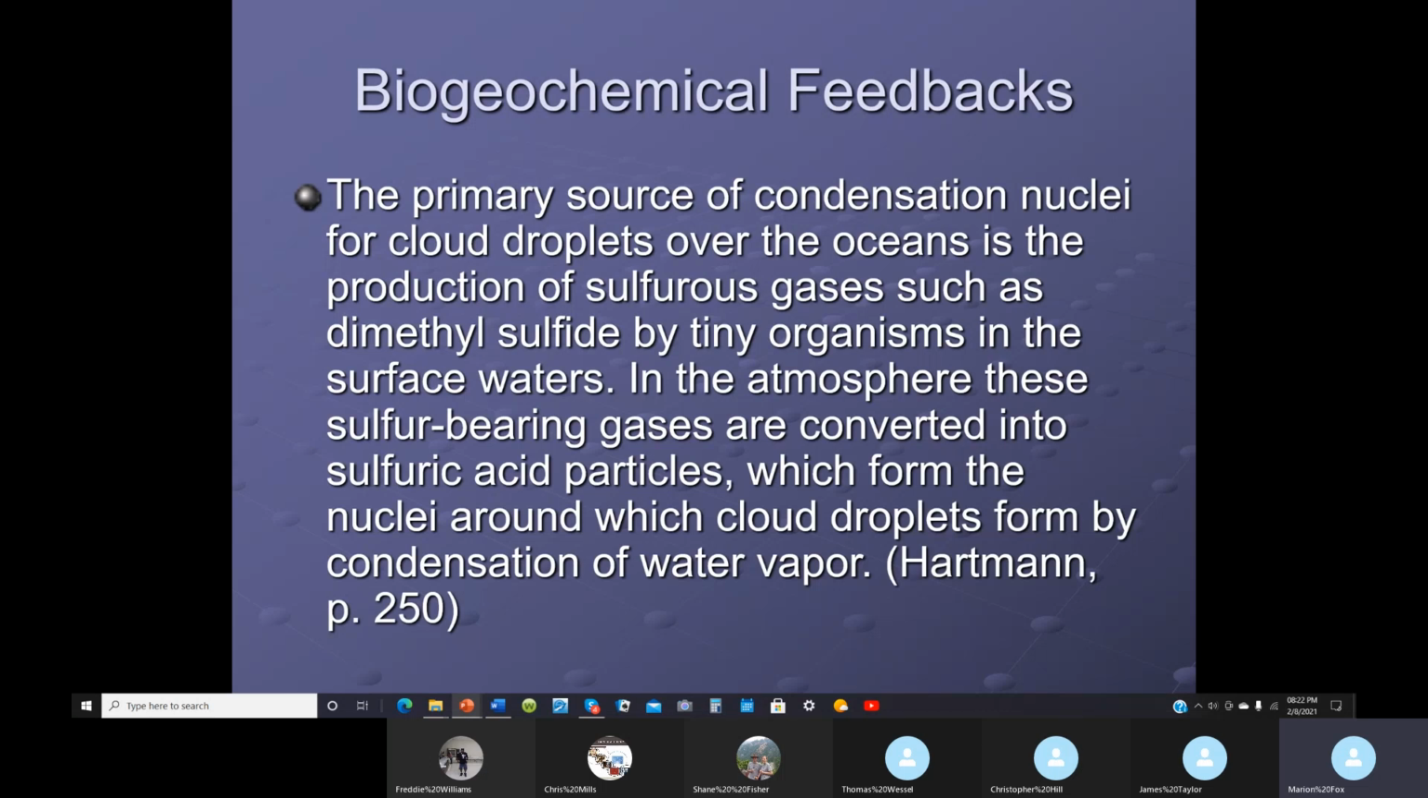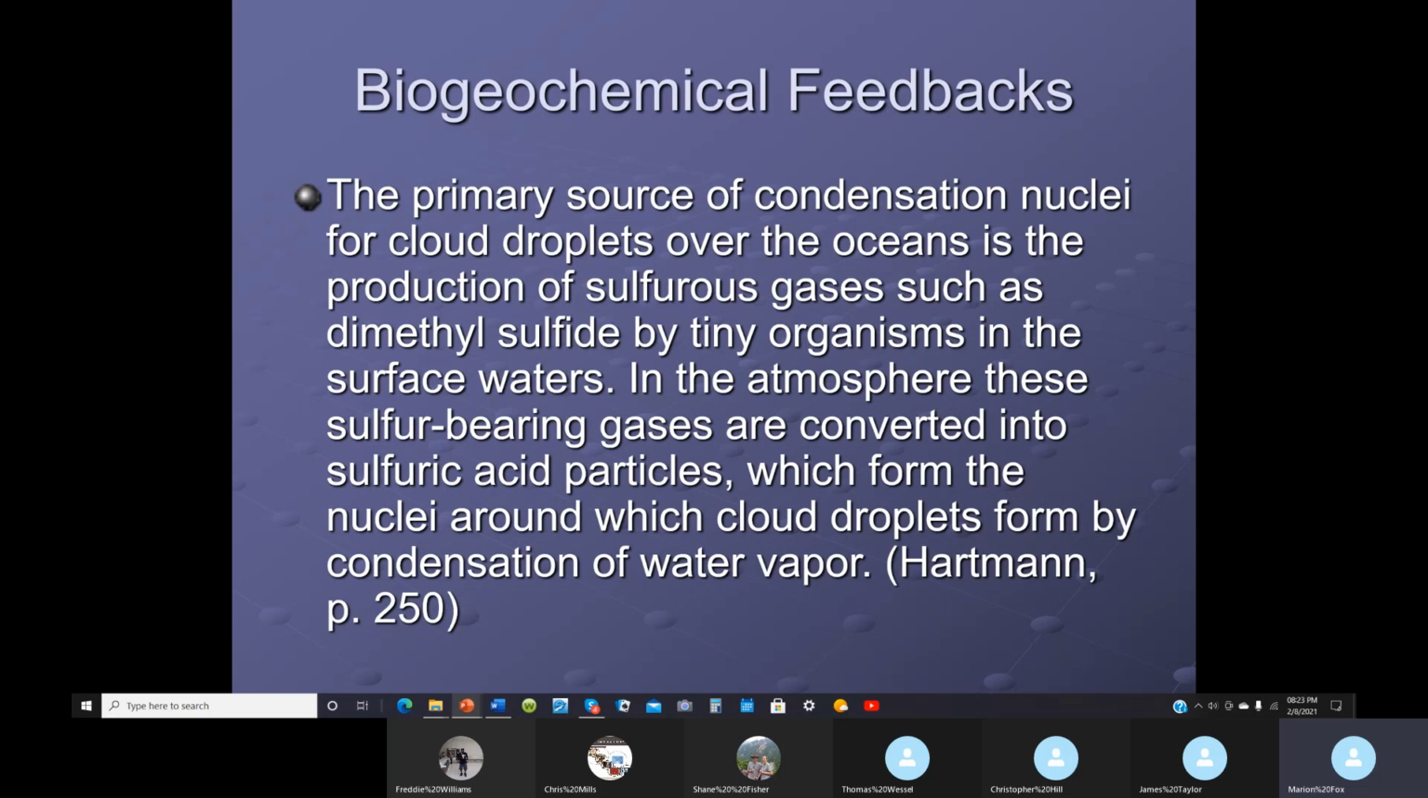Now think about this. This gas, dimethyl sulfide, is produced by tiny organisms in the surface of the oceans. In the atmosphere, these sulfur-bearing gases are converted into sulfuric acid particles, right? H2SO4, sulfuric acid, which form the nuclei around which cloud droplets form by condensation of water vapor. What makes clouds? They concentrate on sulfuric acid particles. And sulfur-bearing gases do this. Now, what produces them? Tiny organisms in the surface waters.